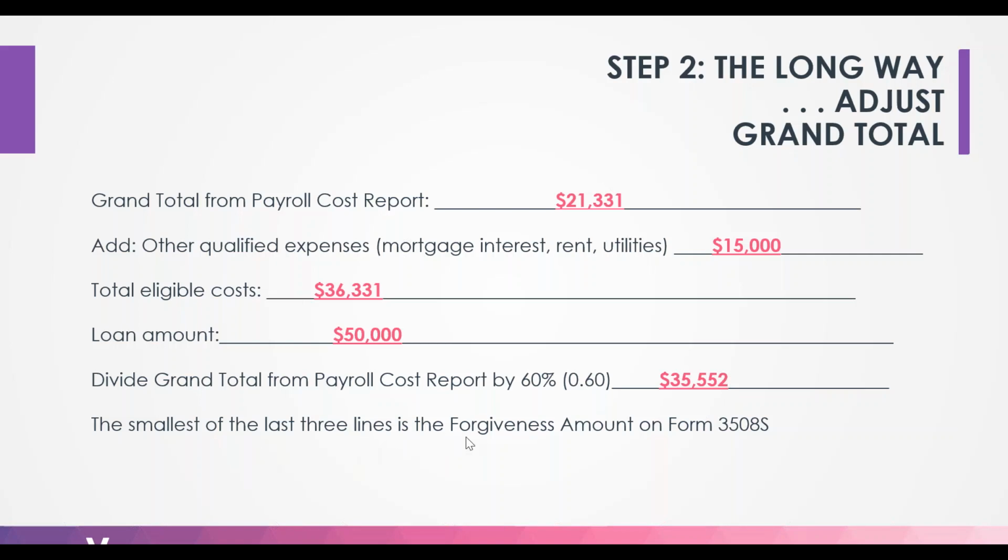And then the smallest of the last three lines is what you put on the forgiveness amount application. So they're not spelling it out for you. On the longer forms, they did spell it out for you. Here, they're just making you certify that you went through this process.